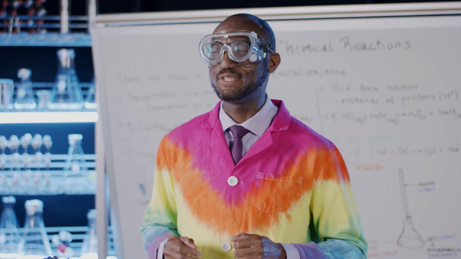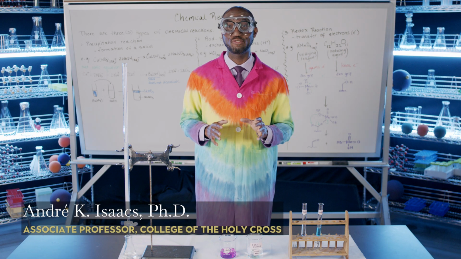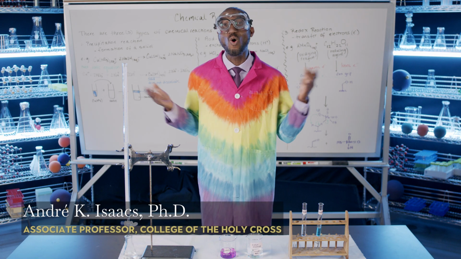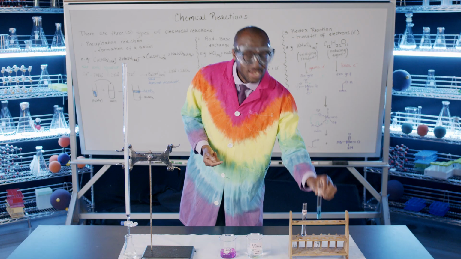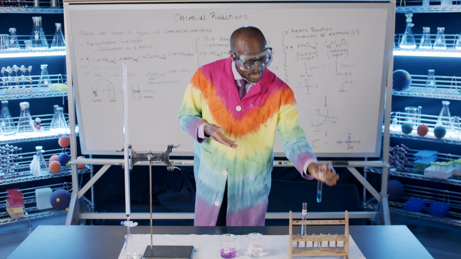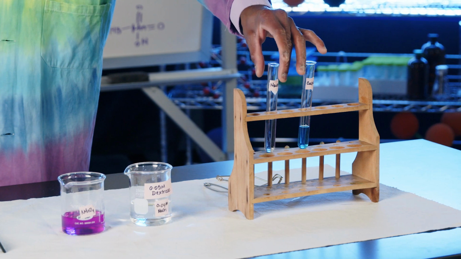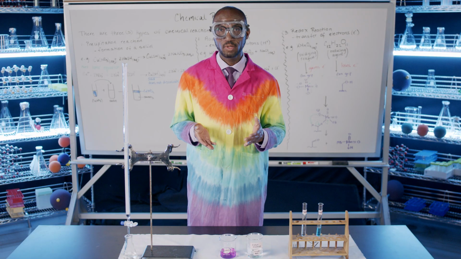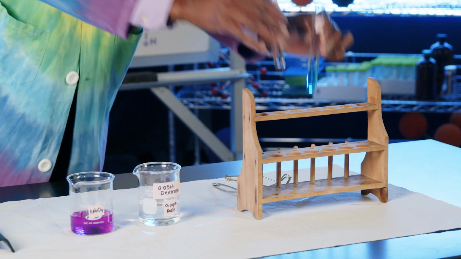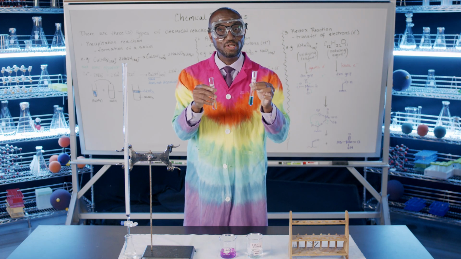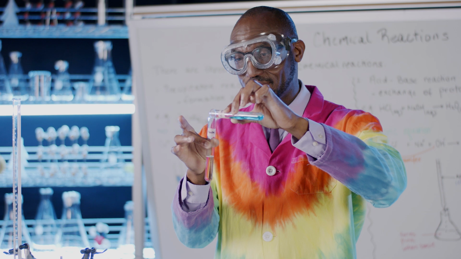Let's start with a precipitation reaction. This happens when 2 substances that are dissolved in a solution react to form 1 or more solid products. Here are our 2 solutions. One is copper nitrate, and the other is sodium hydroxide. Copper 2 nitrate forms a light blue solution in water, while sodium hydroxide forms a colorless solution in water. When we mix these together, the solution gets cloudy as a solid forms.